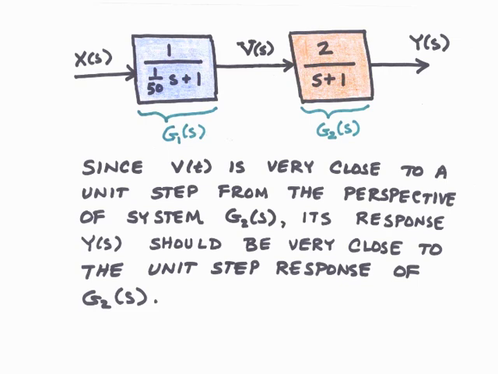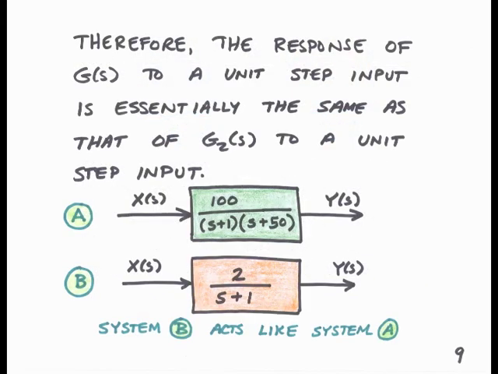Since the input to G2 looks very much like a step from G2's perspective, we can expect the output of G2, Y(s), the response to V(s), to be very close to the step response of G2. Therefore, we see that the step response of the system G(s), the second order system, is essentially the same as the step response of G2, a first order system. That is, system A, shown here, acts like system B, even though system B is of lower order.